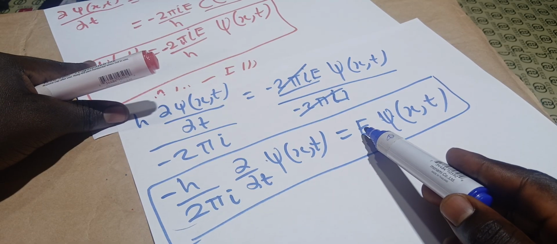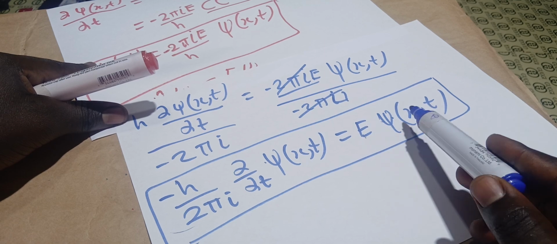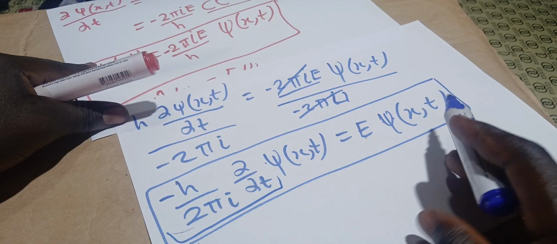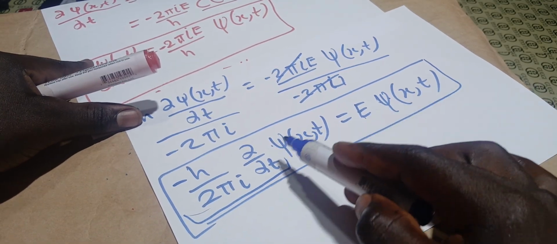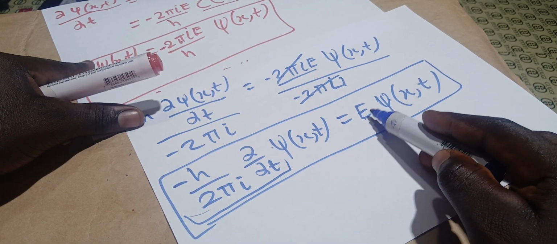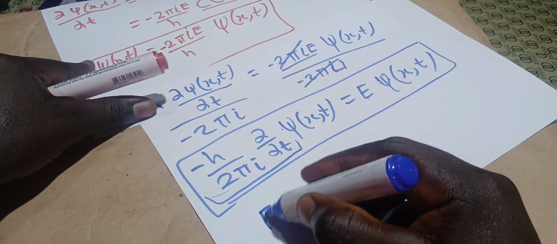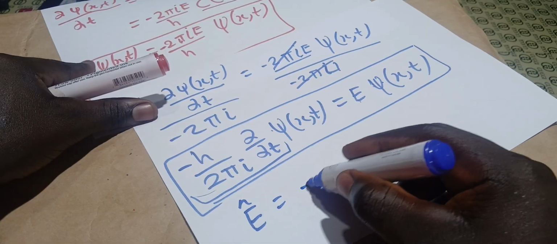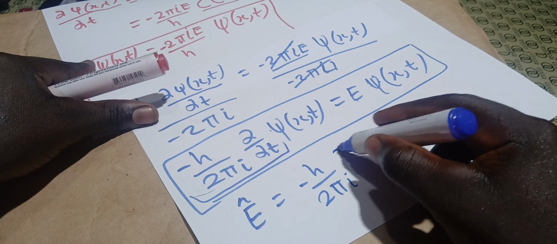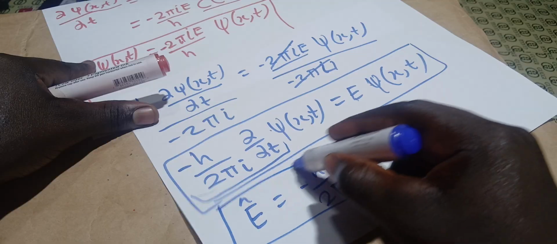We said E should be our energy, right, from the Einstein-Planck relation, and the function. So now it means that this whole thing here is the energy operator because it acted on the wave function to give us the eigenvalue, which is energy here, and the wave function back. So finally, our energy operator equals minus h over 2 pi I d dt. So this is our energy operator.